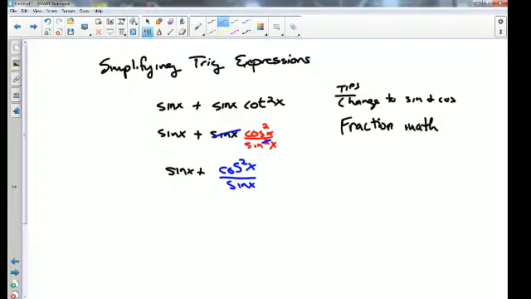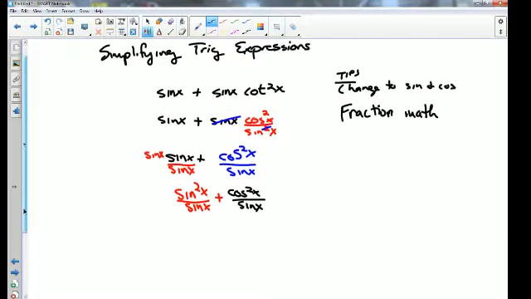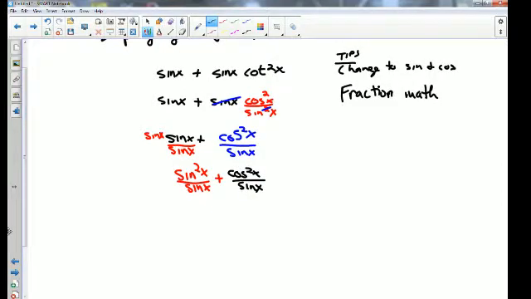Yeah. So I am going to multiply; the common denominator is sine x. Okay, and then what do we end up with on top? Sine squared x over sine x, so it can be sine squared plus this. Okay. But again, we've done more fraction math, right? Sweet. Now I can combine these, so I'm going to write them as one, just so you see it.